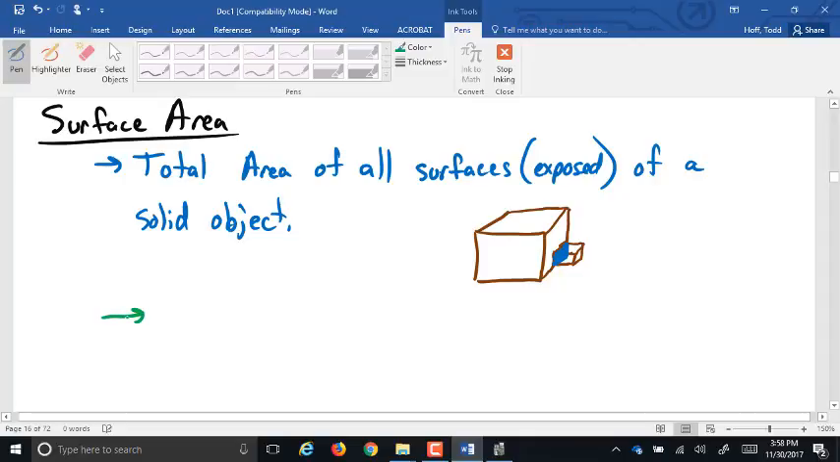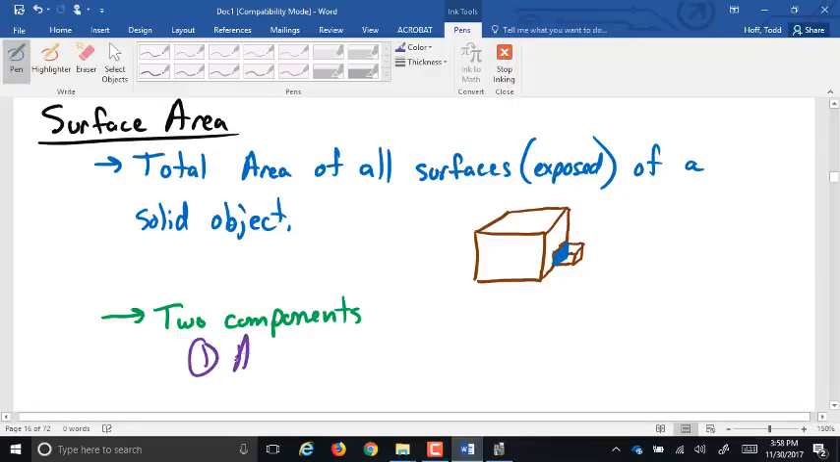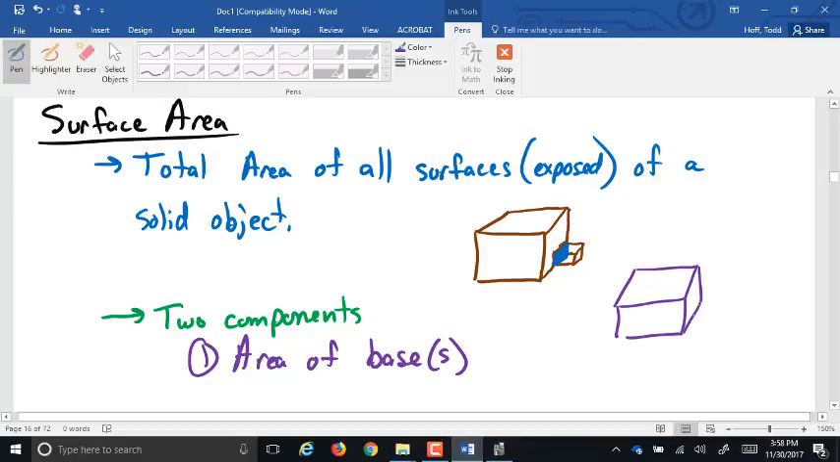Now the next thing is the surface area is divided into two components. The first component we're already familiar with: the area of the base or bases. On a box, there's two bases. There's one on bottom, one on top. Everything we've done so far has two bases in it. But we will run into objects that only have one base to them.